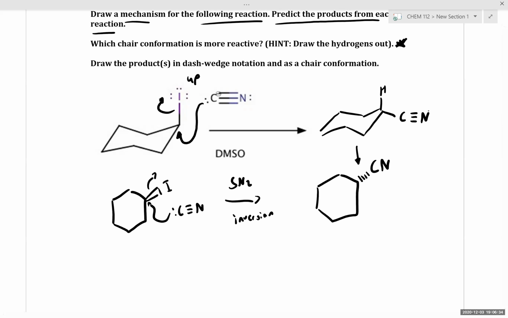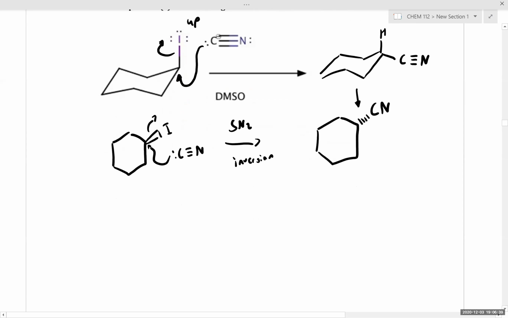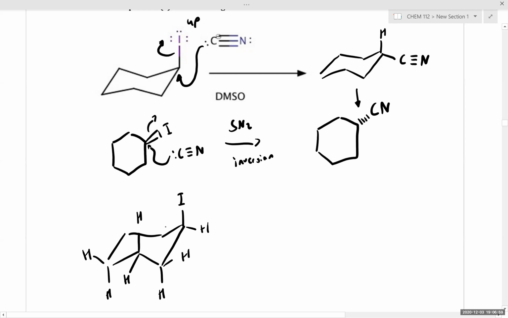Now, in terms of which chair conformation is more reactive, let's take a look at both of these chair conformations. Remember, and this is an important point that we need to start to think about, both chair conformations are accessible. So let's think for a moment about which chair conformation is actually more reactive for this SN2 reaction.